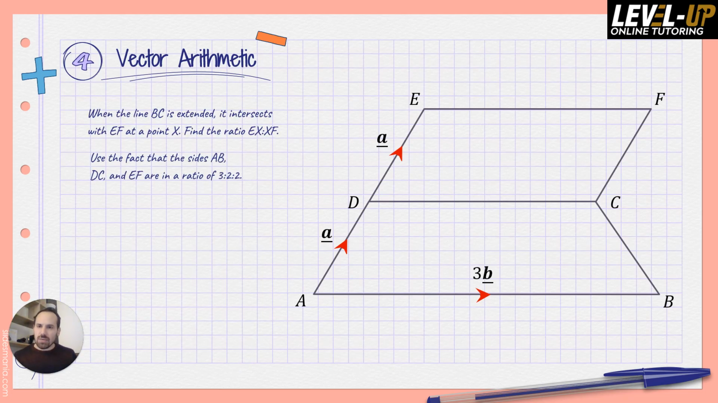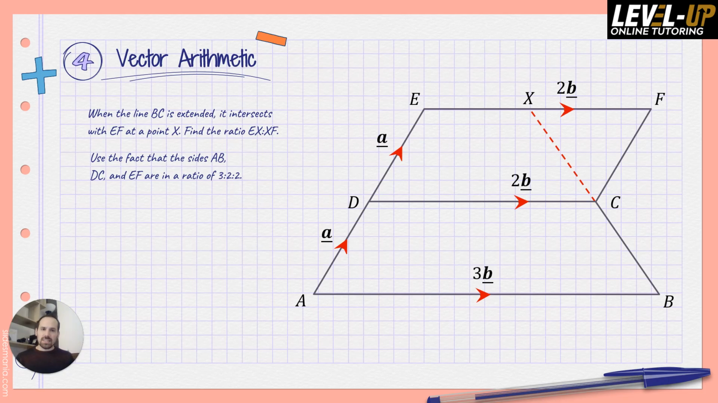Okay, so now we're looking at when the line BC is extended, it intersects EF at the point X, and we want to find the ratio of where it splits EF from E to X and then X to F. And we need to use the fact that the sides AB, DC, and EF, those horizontal lines, are split in the ratio 3 to 2 to 2, sorry. Okay, so this is what we're doing. We're extending that line BC, and we want to find when it hits at X.